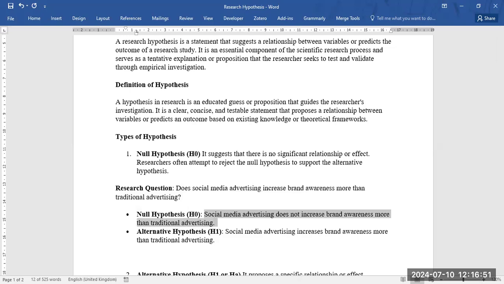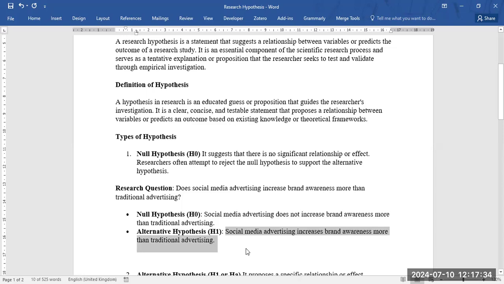So according to this null hypothesis, social media advertising does not increase brand awareness more than traditional advertising. That means it says there is no relationship between social media advertising and brand awareness compared to traditional advertising. But researchers try to do the research. You can understand normally researchers consider the alternative hypothesis. So that's why H1, right? Alternative hypothesis. That means social media advertising increases brand awareness more than traditional advertising.